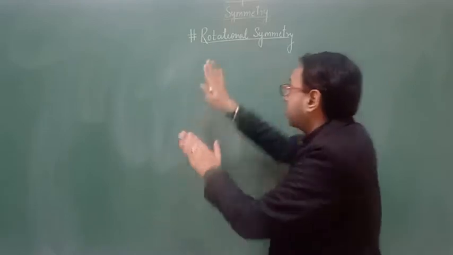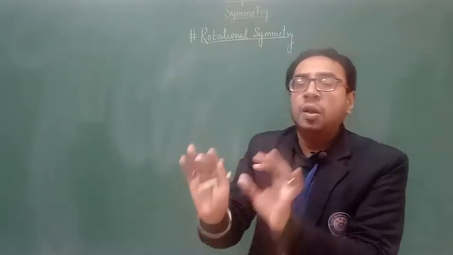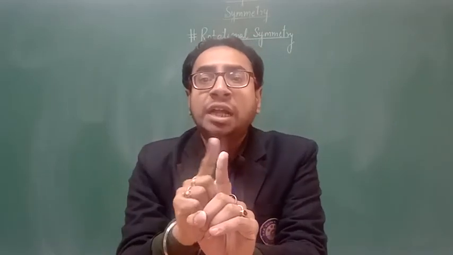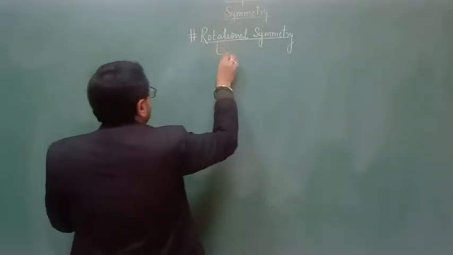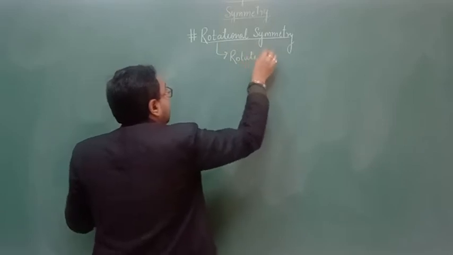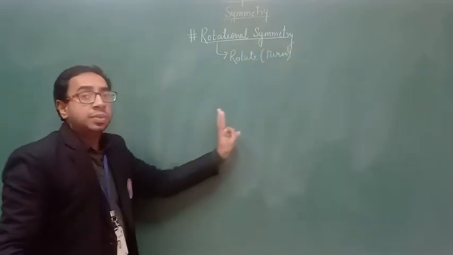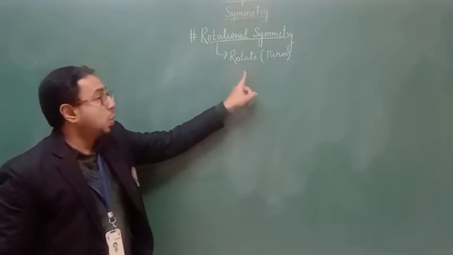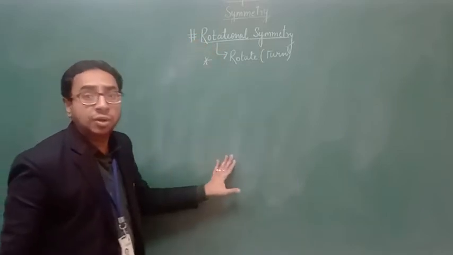Clear with this? So when we consider rotational symmetry, we'll be considering the object rotating about its own axis. For rotational symmetry, what is important? We need to rotate or turn an object. I told you earlier the words: folded, flipped, turned, rotate. So first, we rotate an object to have rotational symmetry.